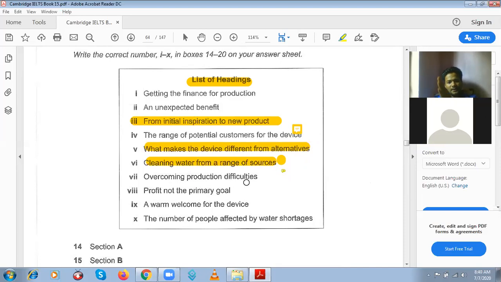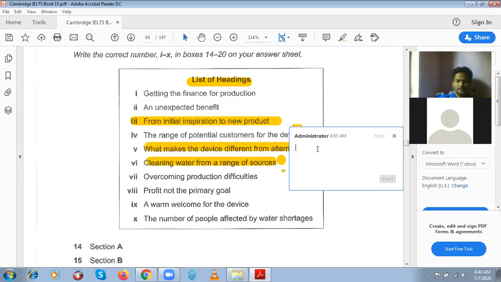Overcoming production difficulties, a primary goal, a warm welcome for the device, the number of people affected by the shortage. The answer is exactly this: what makes the device different from others. So this is question number 16.